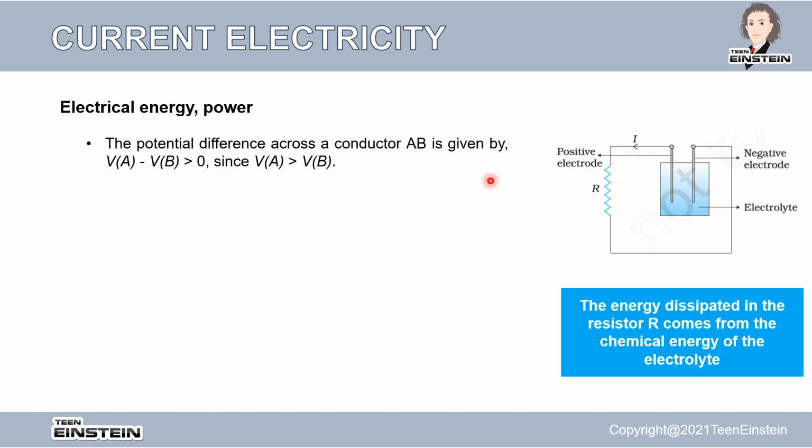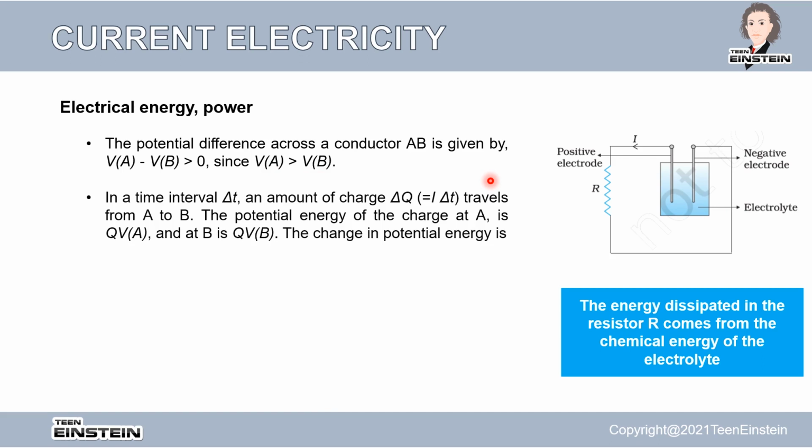Now, the current is flowing, so the charges are going from A to B. In a time interval delta t, an amount of charge delta q, which is I multiplied by delta t, travels from A to B. The potential energy of the charge at A is q multiplied by V_A, and the potential energy of the charge at B is q multiplied by V_B.